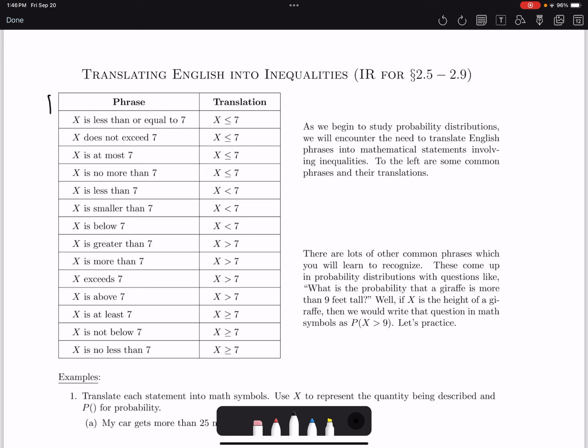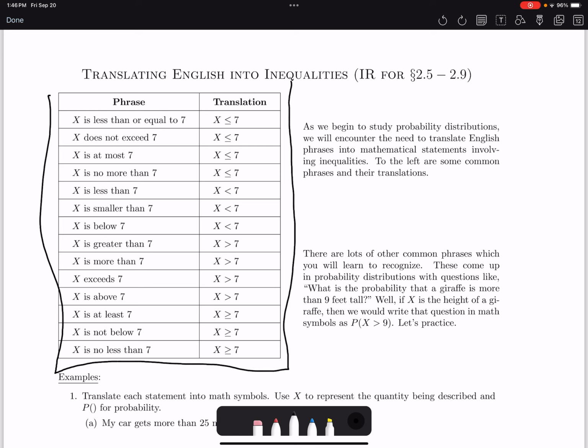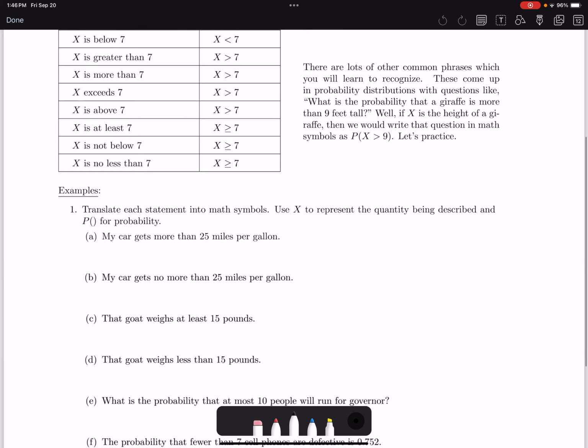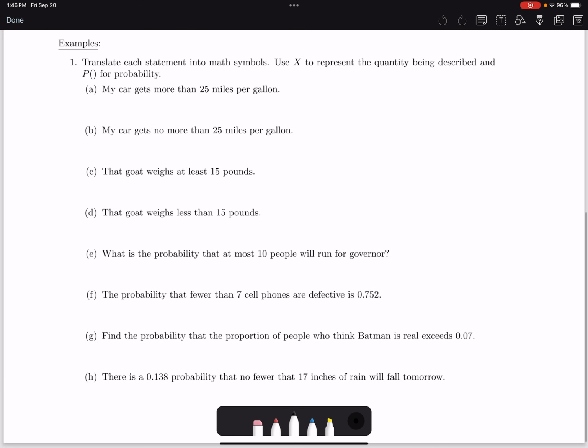I'm not going to read each one of these to you, but if you take some time and think about them, it should make some sense why we translate certain phrases into their corresponding math symbols. What I want to do is just go through several examples of this, and that's all we're going to do in this little support section. So number 1 says, translate each statement into math symbols. Use X to represent the quantity being described, and use a capital P for probability.